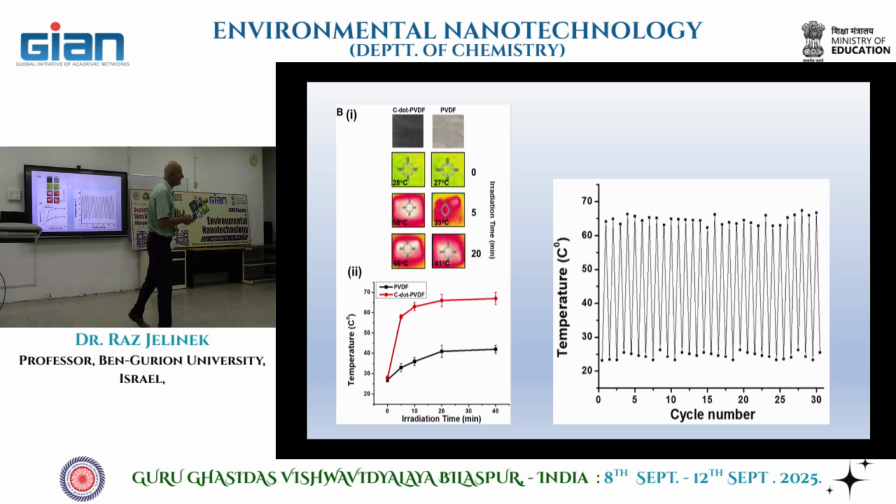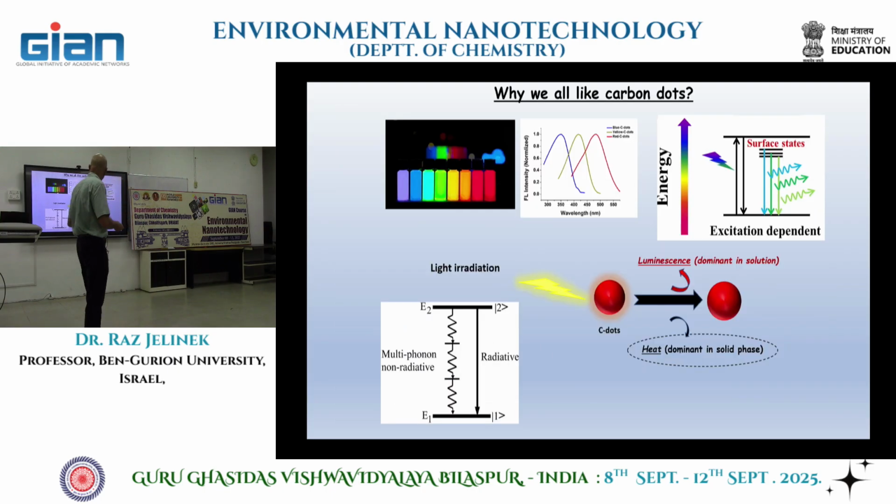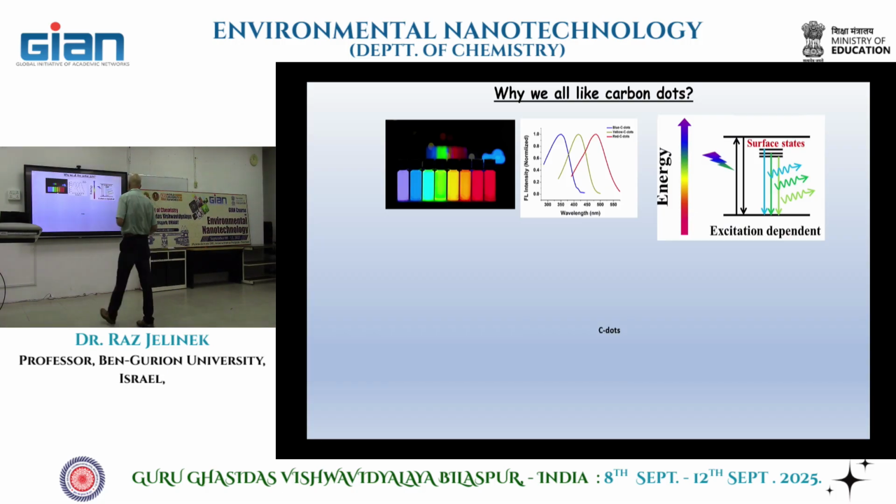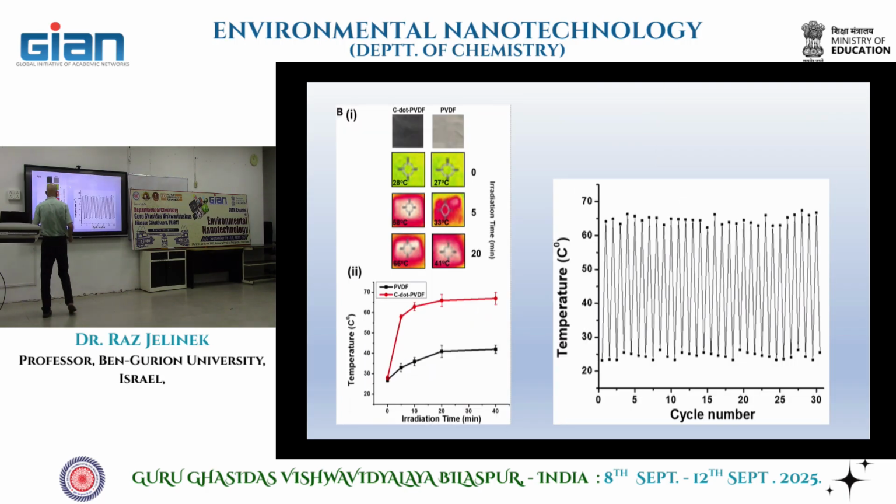Now, 66 degrees here is very bad for the viruses. When the viruses experience 66 degrees, they die. People don't like 66 degrees. Viruses also don't like 66 degrees. So, what we get is killing of the virus through the temperature.